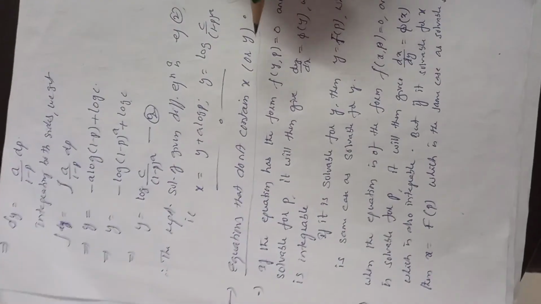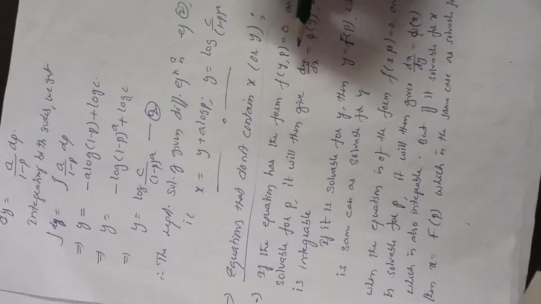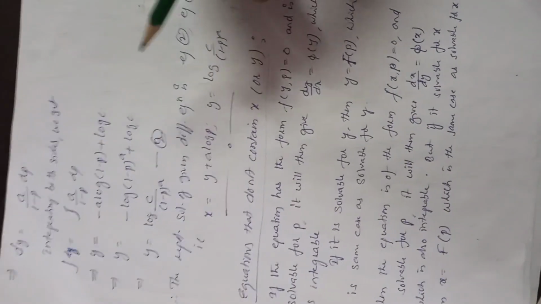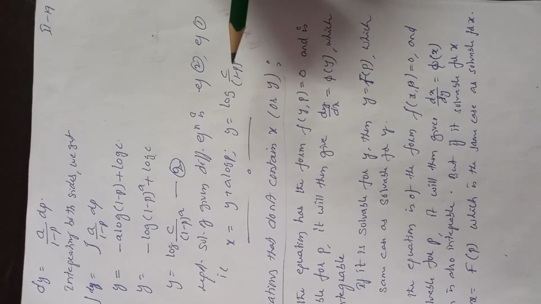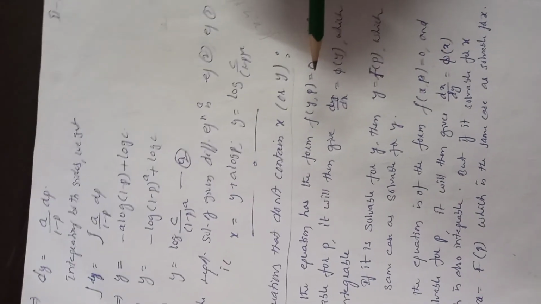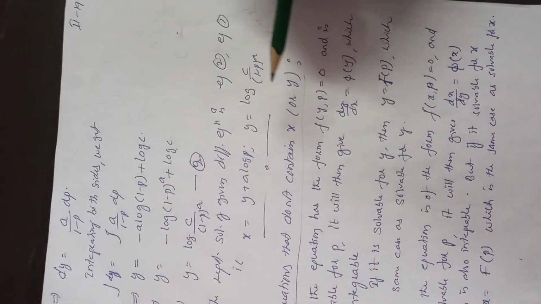Now if the given equation does not contain y, then it can be solved for x. You can rewrite the equation in the form of x is equal to something. Suppose the given equation does not contain x, then it can be written in the form of y is equal to something. That means it can be solvable for y. That is the case. Only that is the heading.